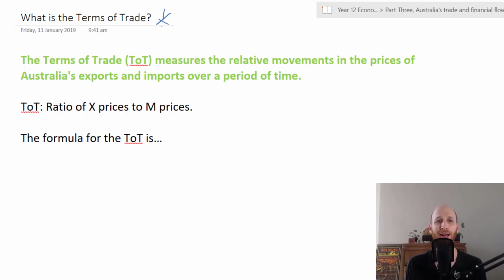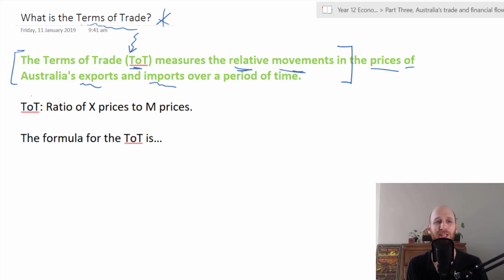So here we are. What is the terms of trade? The terms of trade, the TOT. You can see here, Microsoft doesn't love that abbreviation, but that's okay. We know better. So the terms of trade measures the relative movements in the prices of Australia's exports and imports over a period of time. Now, this would measure those same things for any country over a period of time. All countries would take a look at their terms of trade.